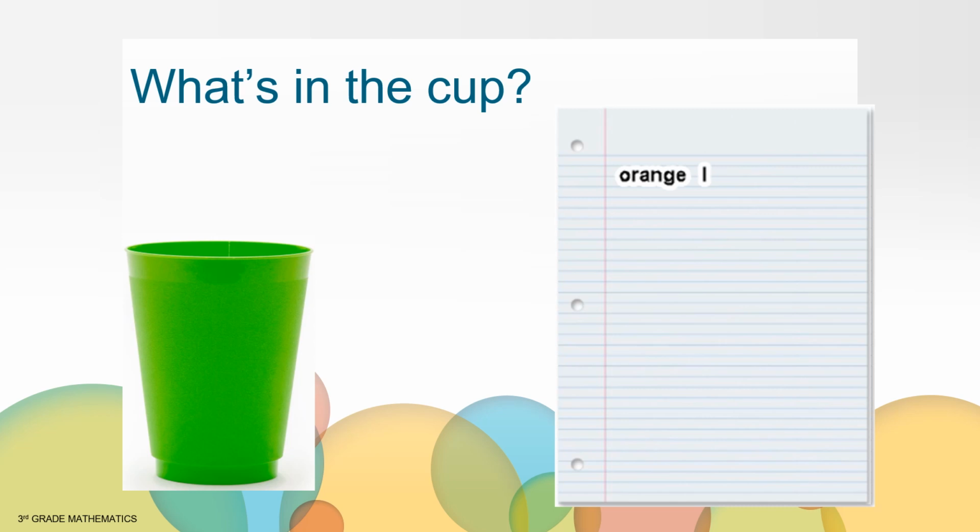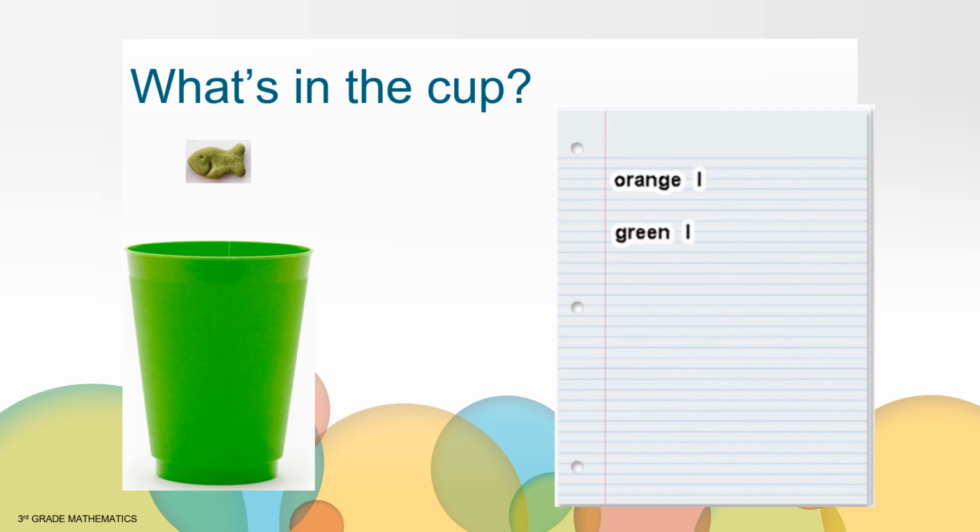Okay, here's round two. I shake up the cup again, and this time it's a green goldfish. You can write green on your paper with a tally mark next to it, since so far I've pulled out one green goldfish. Now I will place the green goldfish back into the cup.